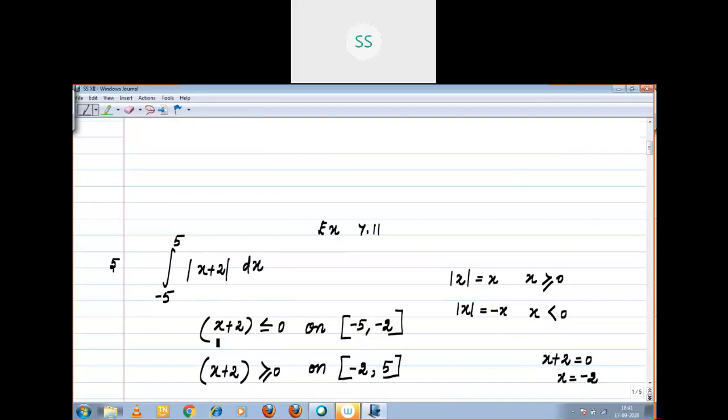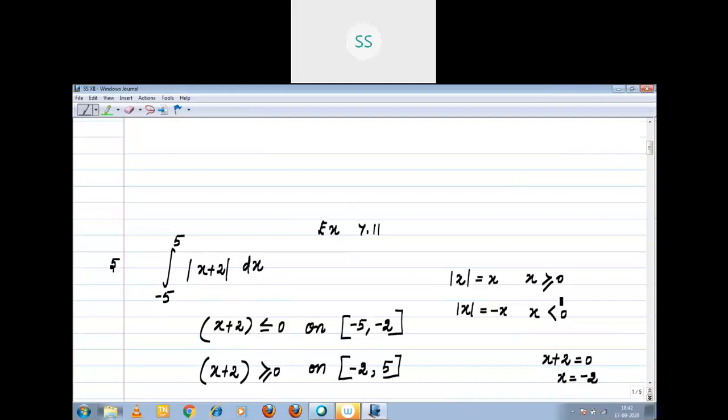If you want, you can substitute and see. For example, after minus 2, what number should it be? Minus 3. Minus 3 plus 2 is minus 1, so less than 0. Got it? Next, before minus 2 you substitute minus 1. So minus 1 plus 2 is greater than 0, right? So in the interval minus 5 to minus 2, the absolute value is negative. After that, from minus 2 to 5, the absolute value is positive. Have you all understood, children? Say yes or no? Yeah.